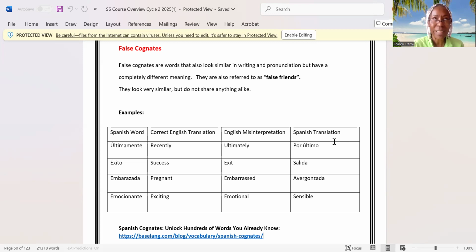Also emocionante and emotional sound like they should be cognates. They sound like they should be what? Near perfect cognates, but they're not. They don't mean anything alike. So those are some of the examples. When you do your teaching, please do not use these four examples. There are hundreds of these examples out there. Go find some, go do some research.